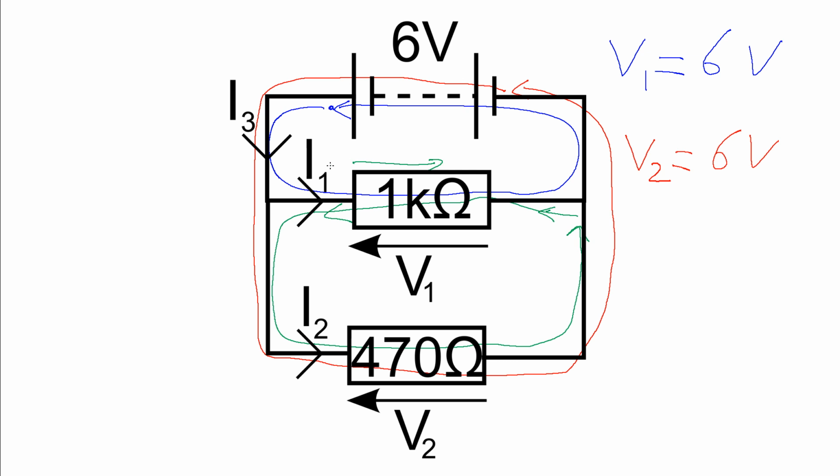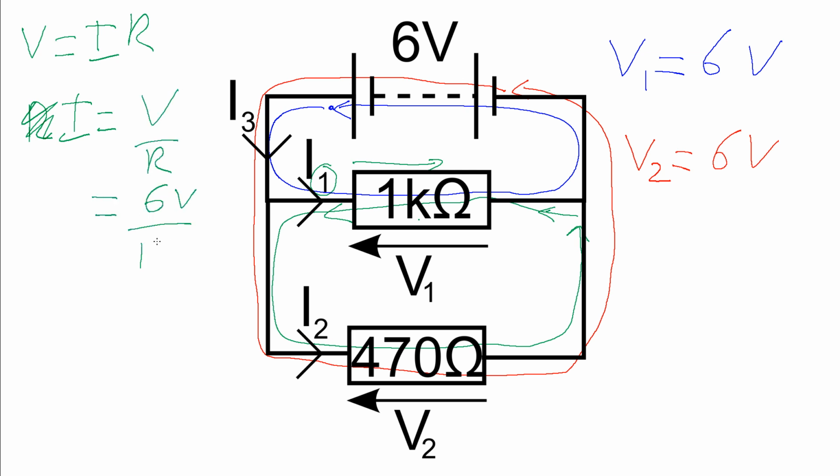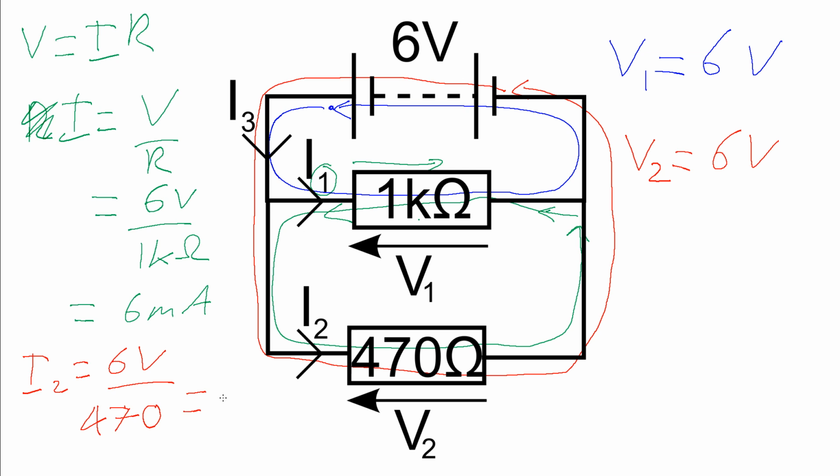Next up, let's have a look at I1. We know the voltage across here, we know the resistance of it, and so we can use Ohm's law. V equals IR gives us I is equal to V over R, so we get 6 volts divided by 1 kilo ohm, which gives us 6 milliamps. For I2, exactly the same thing, but in this case we've got 470 ohms instead of the 1 kilo ohm, and so that gives us a value of 12.8 milliamps.